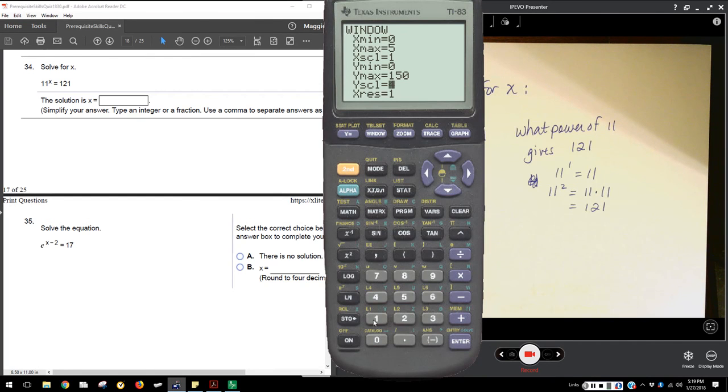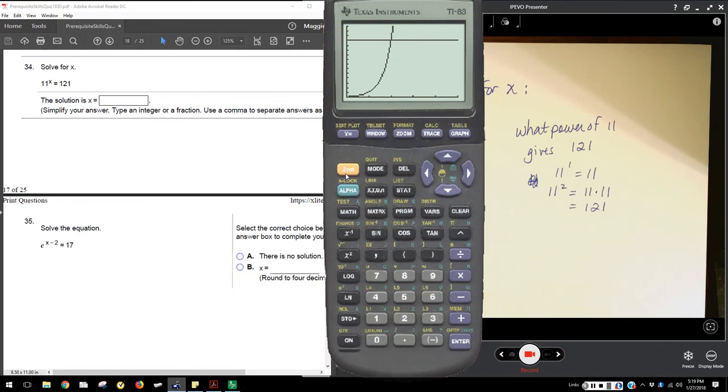It doesn't matter what I scale by. I'll let it scale by tens. And I'm just going to hit graph. What I see is 11 raised to the x power gets to be really, really large really quickly. In fact, by the time x is only 2, I see that it's reached the value of 121.